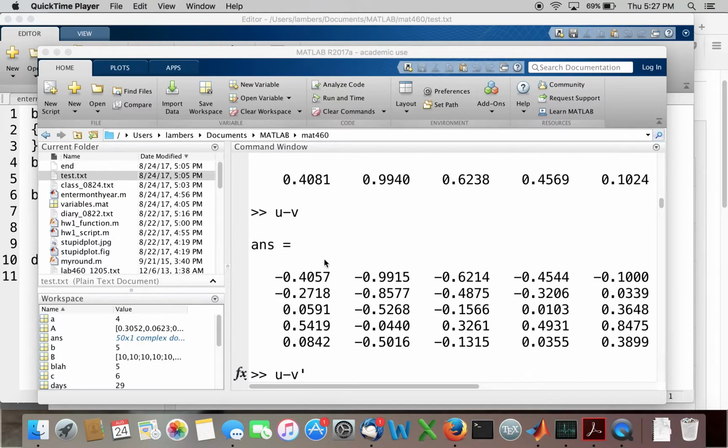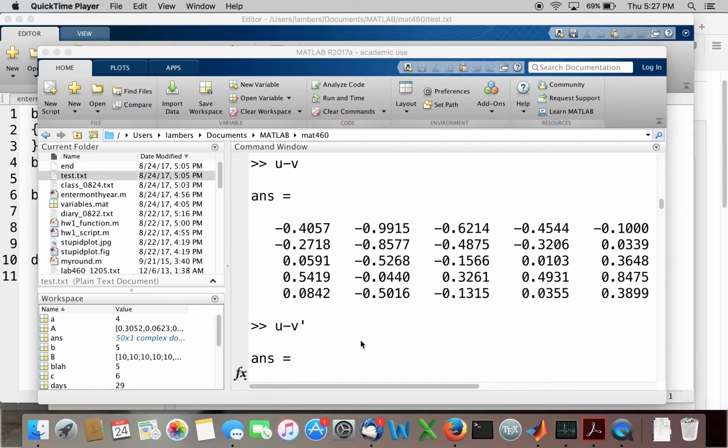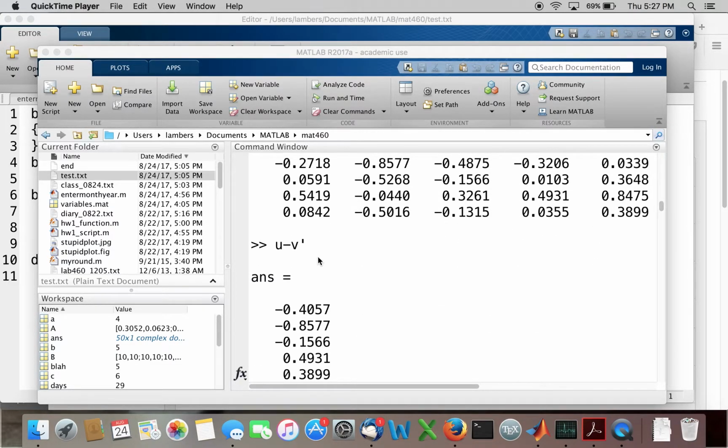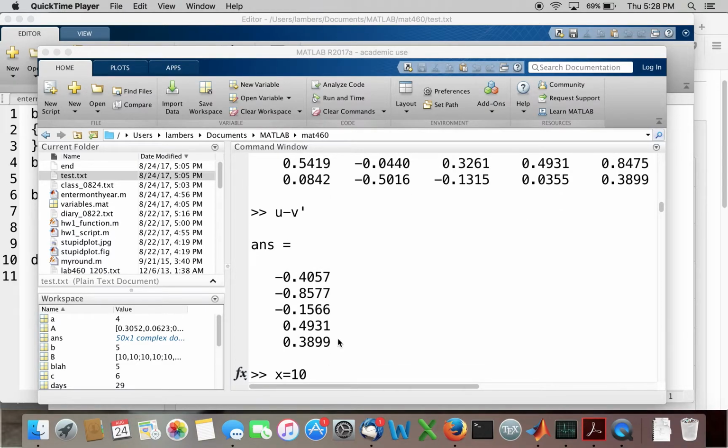Because if the vectors U and V are very large, this could be a very expensive, time-consuming operation, as I've discovered the hard way. If I really want to subtract these vectors in the usual way, I should make them both row vectors or both column vectors. Here I've taken the row vector V and made it a column vector by taking the transpose and subtracting them.